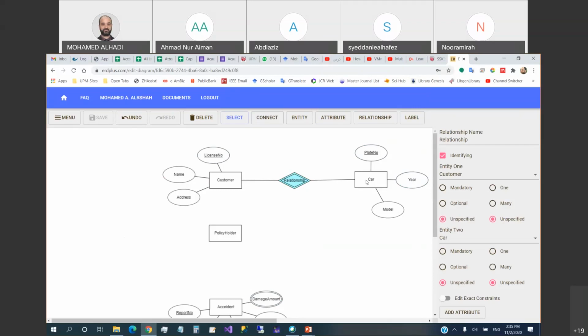But in reality, every car could be identified based on its plate number, right? So it's a standalone entity. Here it's not identifying, based on my way of thinking. Maybe somebody else who thinks about it in a different way will say this one is an identifying entity. But for now, I'm not going to make it an identifying entity. And the name of the relationship is owned by, like this.